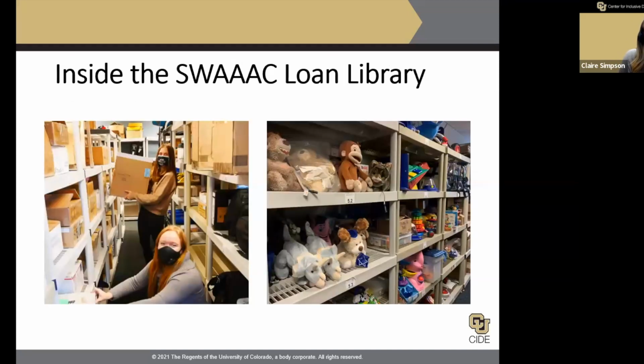Here's just a sneak peek into the loan library. Again, we have over 2,400 items encompassing all domains of assistive technology for education and early intervention. In the photo on the left, Paige and Allison are pulling some AAC devices from our entire row of AAC shelves. And on the right, this is just a couple of our shelves that store some of our switch adapted toys and games.